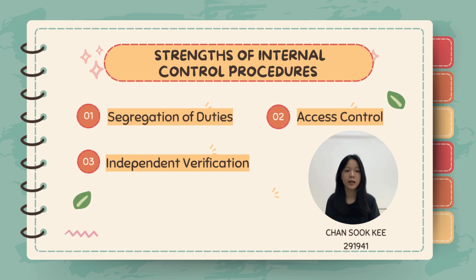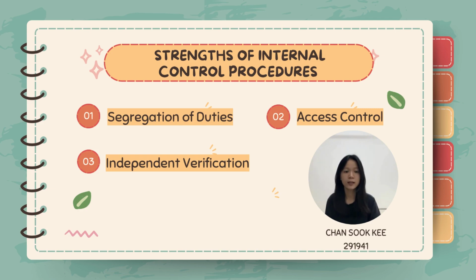For instance, time cards are stored securely and employees must punch in or punch out via a time clock. This reduces tampering and ensures accurate work hour tracking. Last but not least, independent verification occurs when the accounts payable department cross-checks payroll registers against labor summaries. This oversight prevents overpayments or ghost employees.